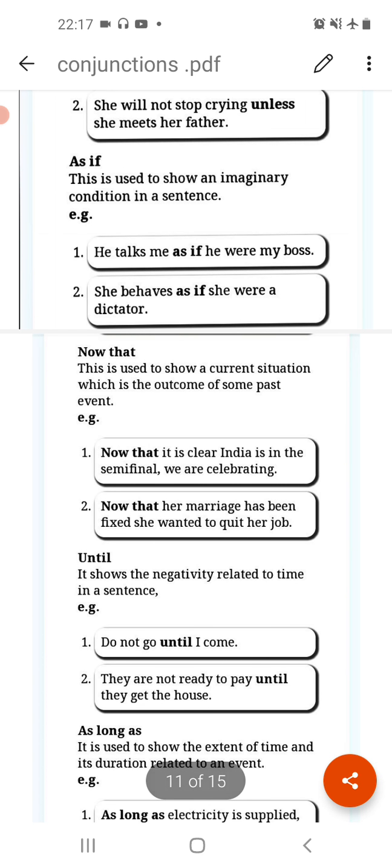Next conjunction is as if. This is used to show an imaginary condition in a sentence. Whenever you have any imaginary condition, like he talks to me as if he were my boss, so it is imaginary. She behaves as if she were a dictator.